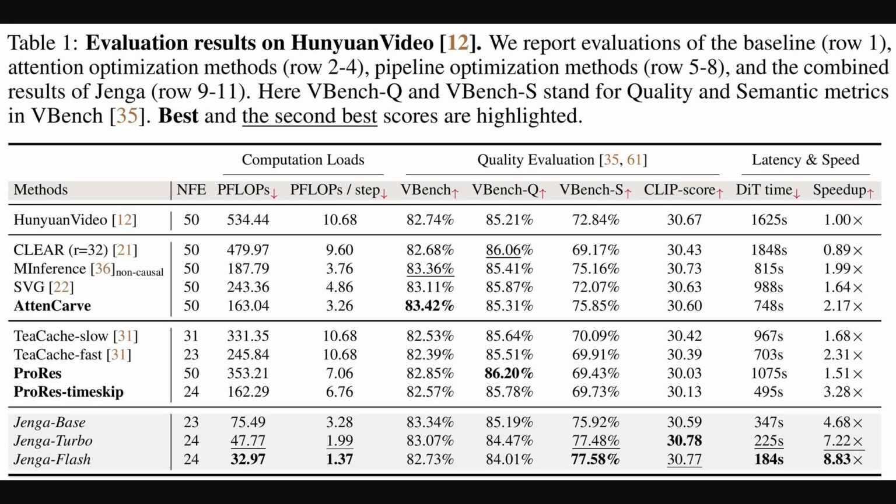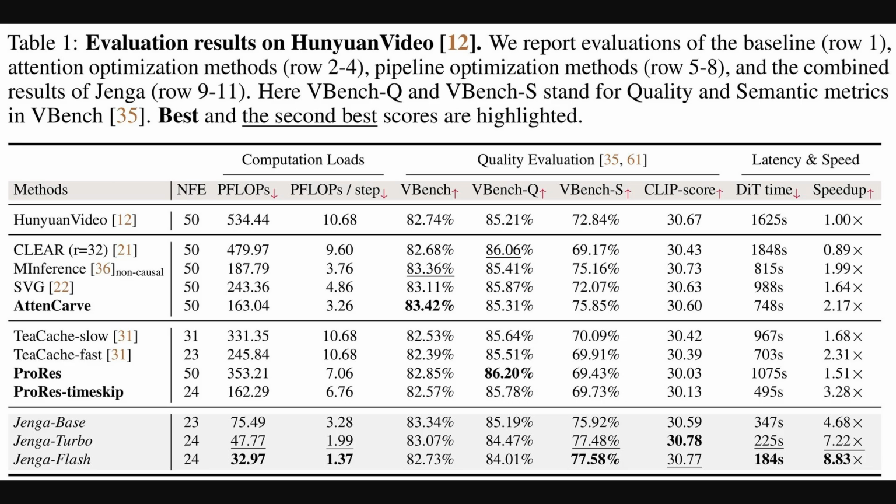Okay, so after those visual demonstrations, here really quantifies Jenga's performance. It compares Jenga with other methods on the Hunyuan video model. We're looking at computational loads, measured in pflops. That's peta floating point operations per second, a unit indicating raw computing power, where lower values are better. Then there's quality evaluation using vbench, which includes metrics for overall quality and semantic coherence, plus clip score for text alignment. Higher scores are better here.